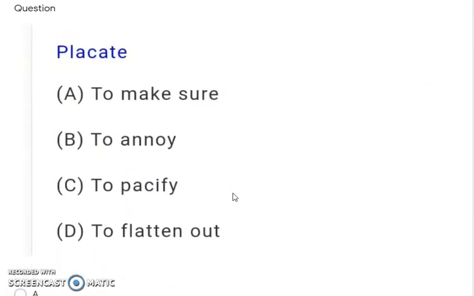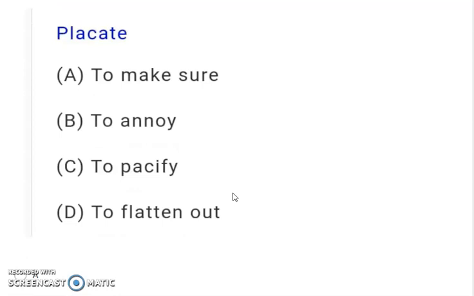Placid. Placid means to pacify someone. You can write it down in your notebook. This is important because sometimes even in comprehension, the meaning of some phrase or word is asked, so it might be repeated. So write it down in your notebook very properly. Placid is to pacify.